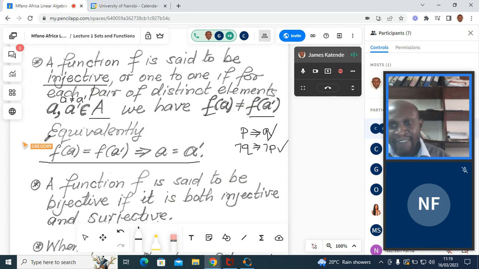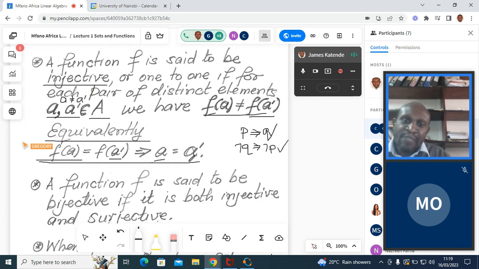So another way you can define an injective function is to negate both sides. If you change this to equal, it implies that this must be equal. So if f of a is equal to f of a prime, then a must be equal to a prime. And if that is the case, then the function is injective.